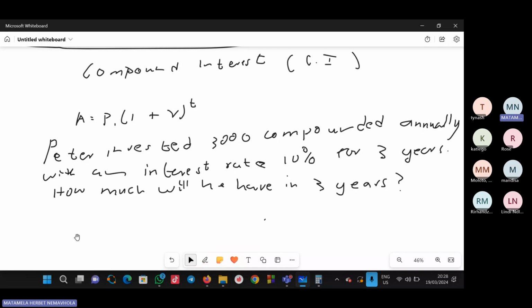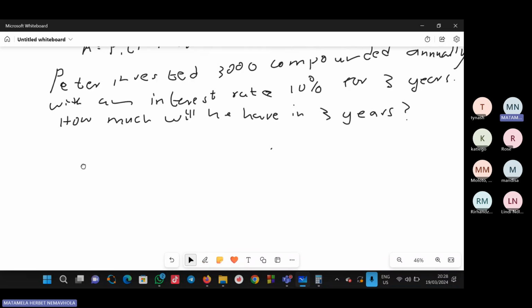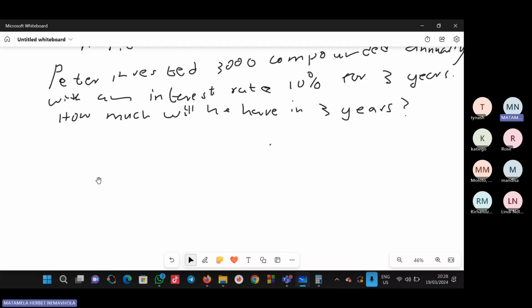So this is a question that you will get. So in this question, when we are working it out, Peter invested. The first thing I wish, let me check if I have a highlighter. Yes, I do have a highlighter. So it says Peter invested.